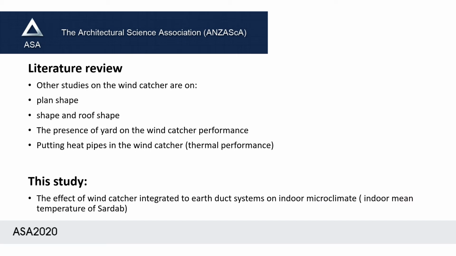According to the literature review, it was found that most studies have been conducted on wind catcher elements, for example, roof shape, tower shape, plan design, and even wind catcher height. Also, these studies have focused more on ventilation performance rather than thermal performance.